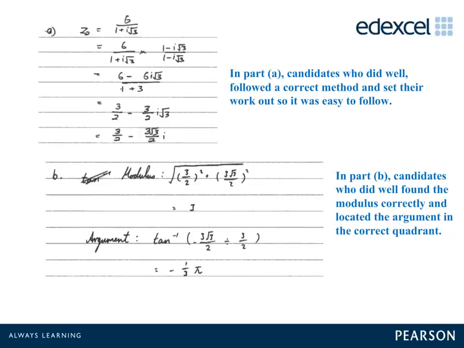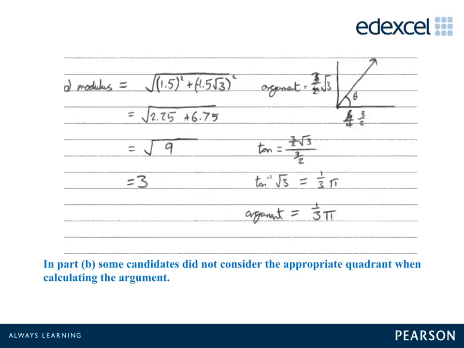In Part A, candidates who did well followed a correct method and set their work out so it was easy to follow. In Part B, candidates who did well found the modulus correctly and located the argument in the correct quadrant. In Part B, some candidates did not consider the appropriate quadrant when calculating the argument.